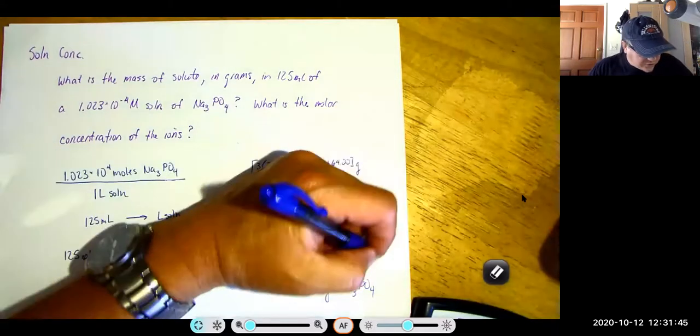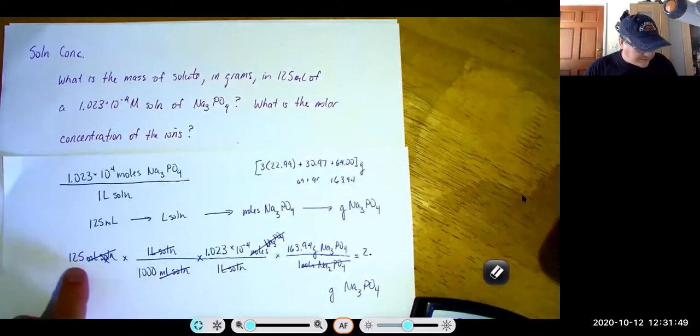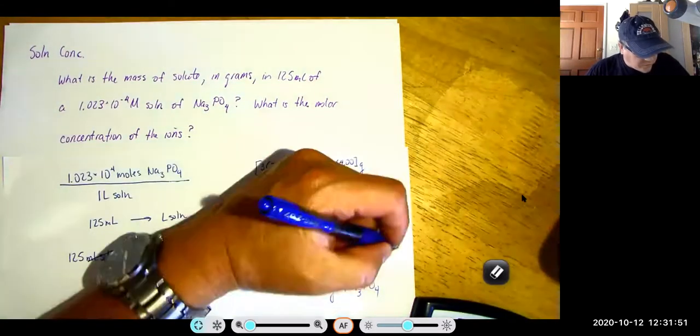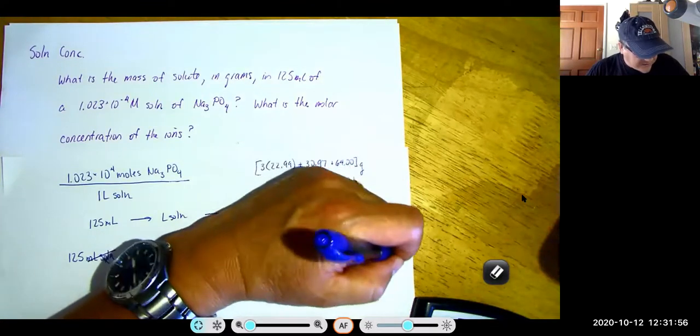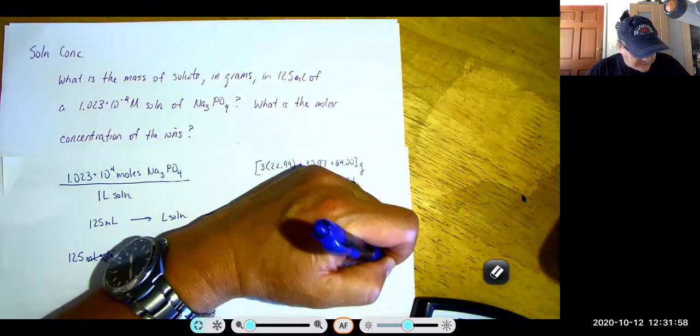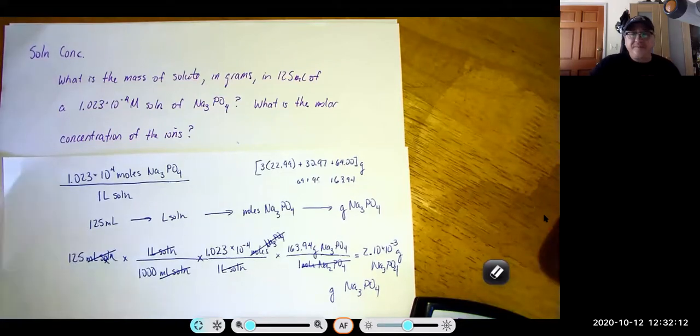And I get, looks like 3 significant figures, 2.10 times 10 to the minus 3 grams of sodium phosphate. Are we good? Okay, then we're going to move on.